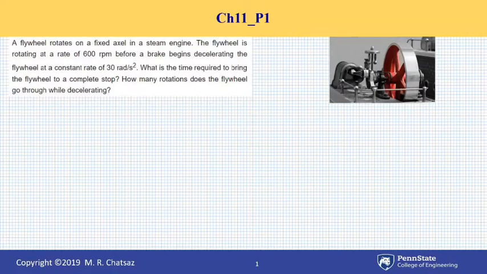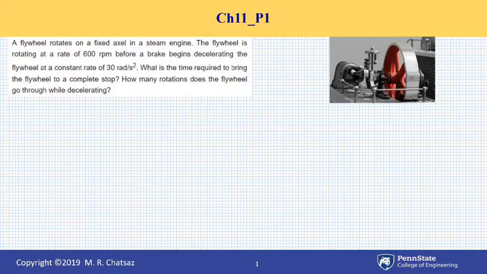Okay, in this problem we have a flywheel that rotates about a fixed axis of a steam engine. It is rotating at a speed of 600 RPM before a brake begins decelerating it with a constant deceleration rate of 30 radians per second squared. One thing we're interested in is the time required to bring it to a complete stop. We're also interested in knowing how many revolutions the flywheel goes through while decelerating.